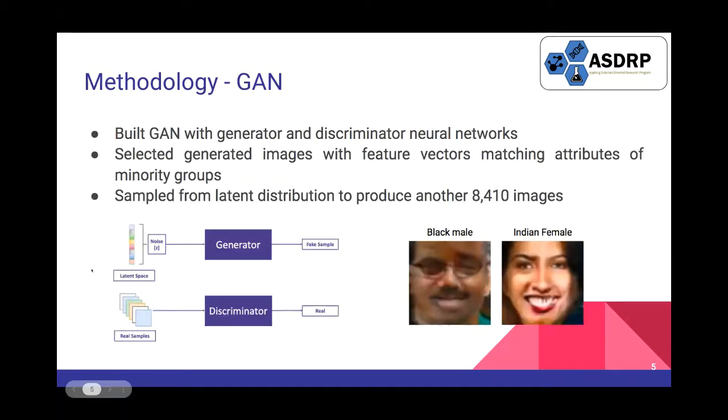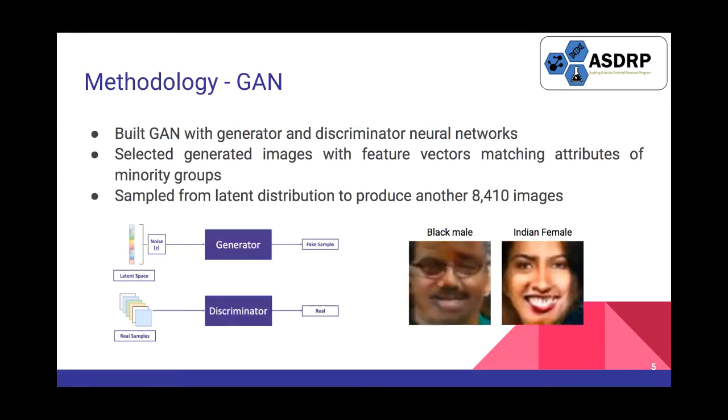The second generative technology that we used were GANs, or generative adversarial networks. This is similar to VAEs, but different in the sense that it uses a generator and a discriminative neural network as a part of its architecture. The generator is a neural network that takes in random noise as an input and outputs an image of a face with certain features.